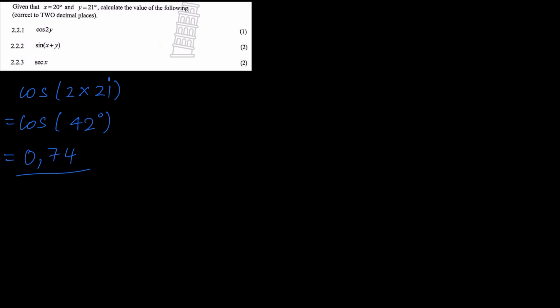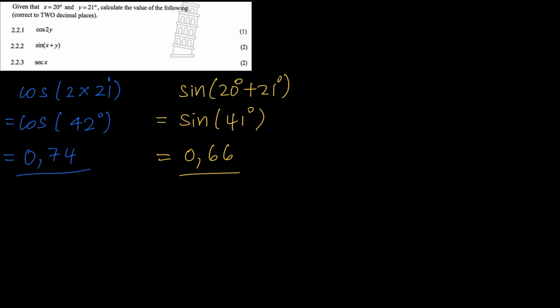Next one, 2.2.2. Sine of x plus y. That can be written as sine of 20 plus 21. We can simplify. That's going to be the sine of 41 degrees. And using our calculator, that's going to be 0.66.